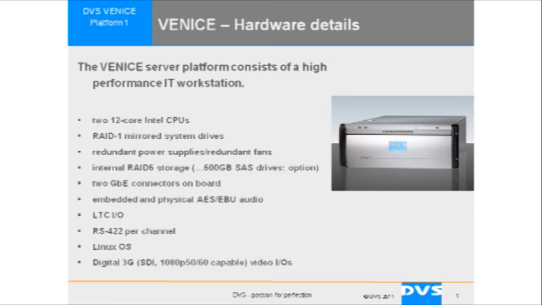So if I go into hardware and software details, there are two 12-core Intel CPUs. We have RAID 1 mirrored system drives, redundant power supplies, an internal RAID 6 storage with current SAS drives to have the performance for 4 streams. We have 2 GigE connectors on board, LTC, RS422, this is standard, and digital 3G. I/O means SDI up to 1080p 50/60 capable, additional DVI and soon HDMI on the box as well.